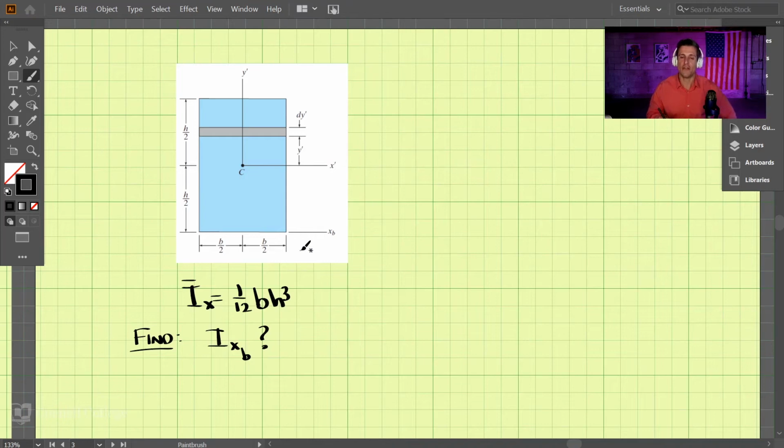All right, so we found the moment of inertia about its centroidal axes here. And we know that Ix about its centroid, and that's what that line on top means, is 1/12 bh cubed. Okay, but let's say the moment of inertia that I'm trying to find does not go through its centroid. Let's say it's the axis xb.